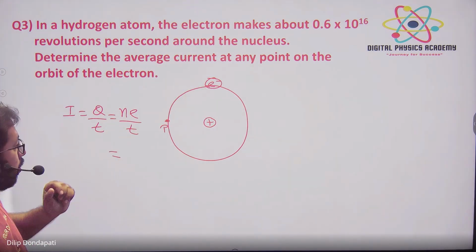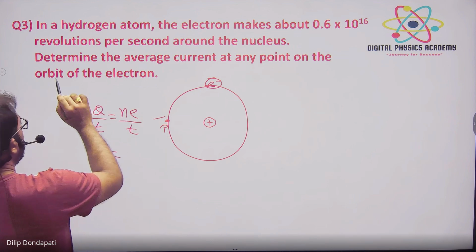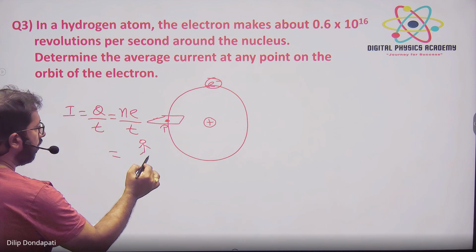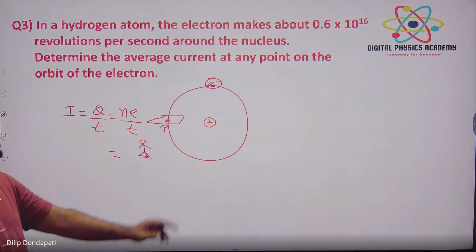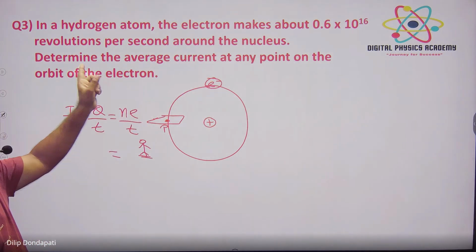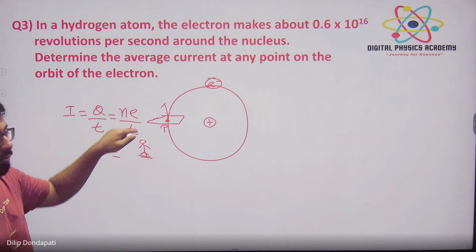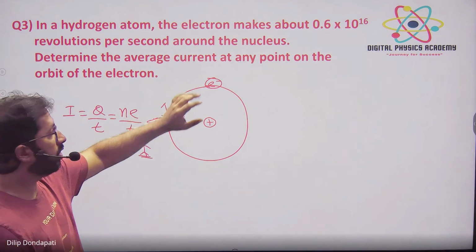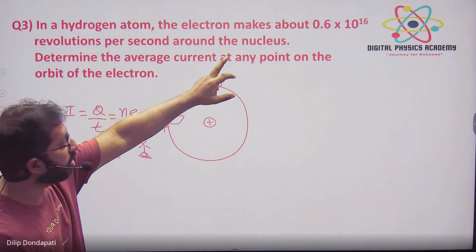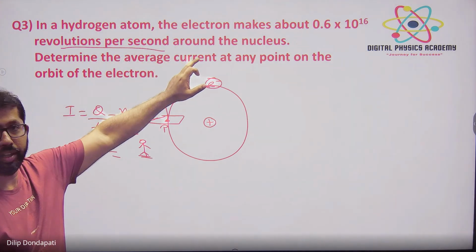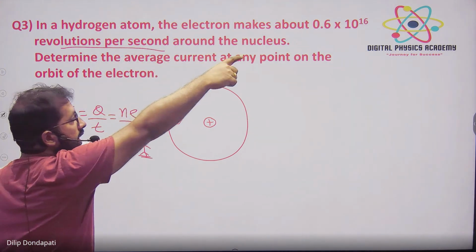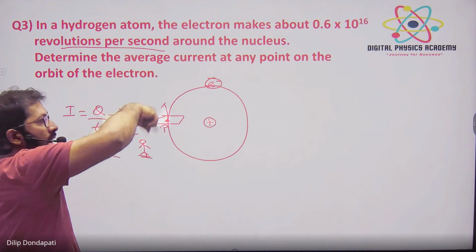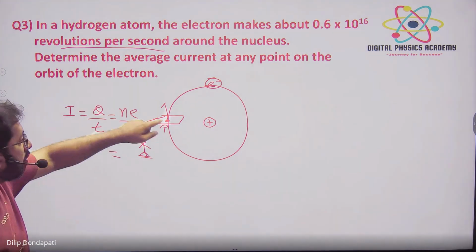But is it at rest? Suppose you are sitting at this point on the orbit and watching. You don't know that there is only one electron. In 1 second, how many electrons are coming out? 0.6 into 10 power of 16 revolutions per second it is going, right? So from here you see this many electrons coming out, even though it is the same one electron, coming that many times in 1 second. So we should take n as that many revolutions.